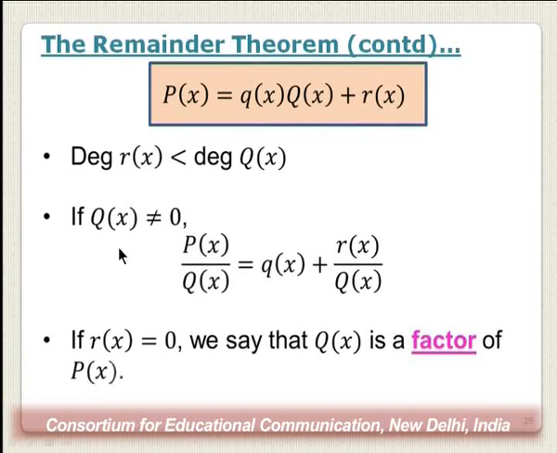If capital Q of x is not equal to 0, then I can write P of x divided by Q of x, and this represents our division, where I'm dividing P of x by Q of x, as the quotient, little q of x, plus r of x divided by capital Q of x. Please note here that if the remainder is equal to 0, so if this term vanishes, r of x by Q of x, because r of x is 0, we say that capital Q of x is a factor of P of x.